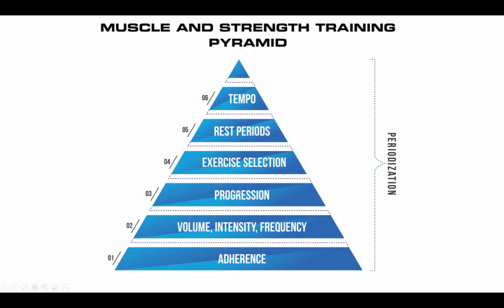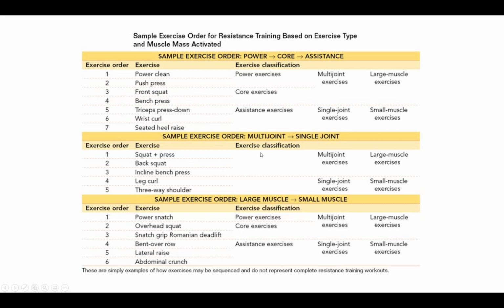So lastly, we're going to look at exercise selection, and it's going to come before progression. We'll talk about exercise selection, and then we'll come back and talk about progression a little bit. And then the last two parts here are rest periods and tempo. But basically with exercise selection, you're looking to do the more complex, bigger muscle groups, more challenging exercises early in the workout and follow up with more simple components, like more stable exercises.